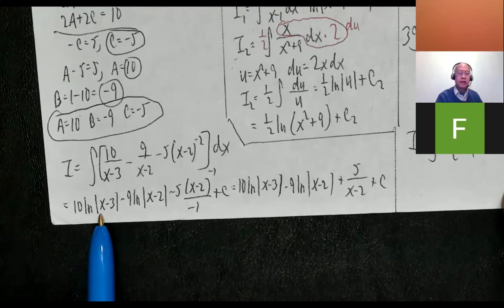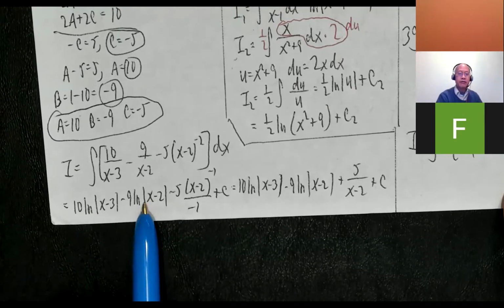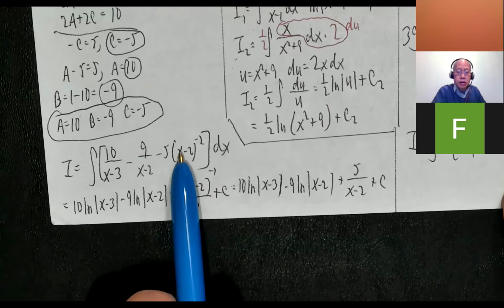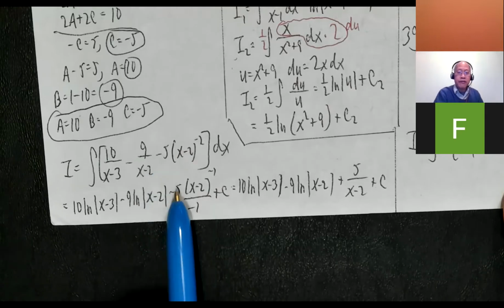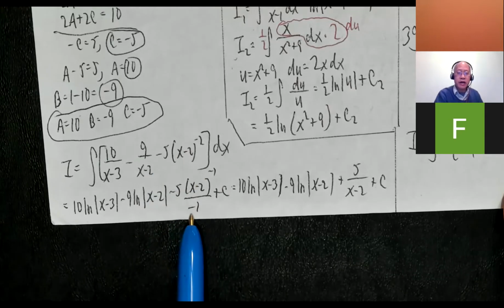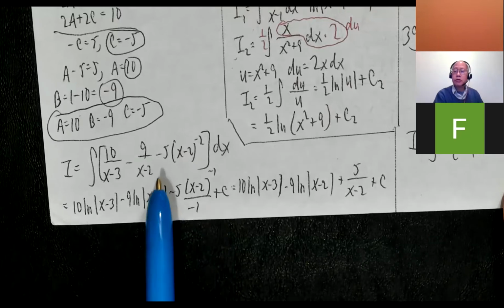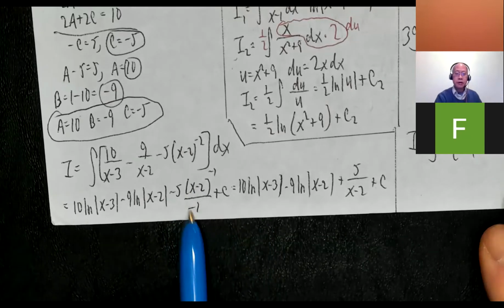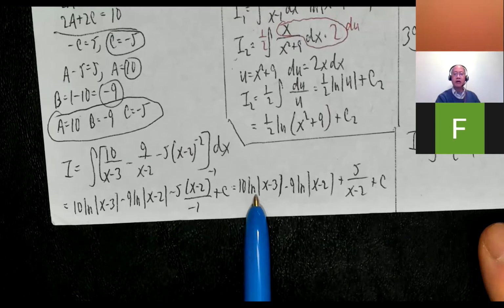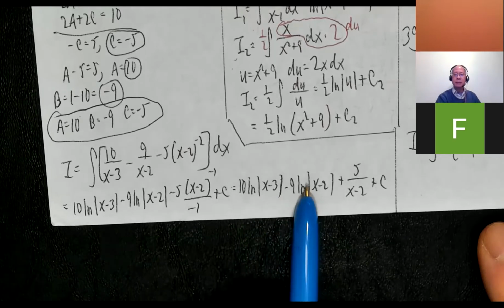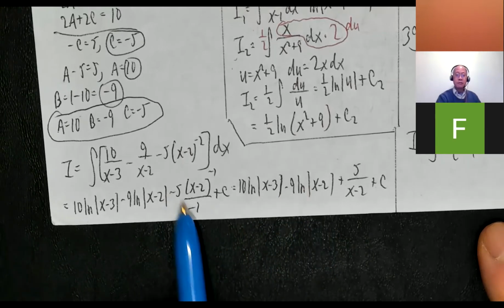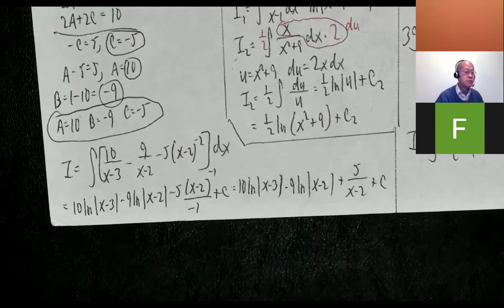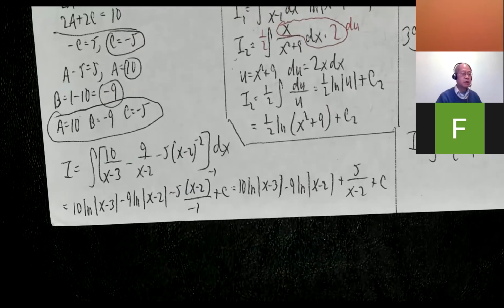10 ln absolute value of x minus 3 minus 9 natural log absolute value of x minus 2. This one's not a natural log. Just do the power rule. Negative 5 x minus 2 to the negative 1 divided by negative 1 plus c. You don't have to worry about the chain rule because the derivative of x minus 2 is 1. So I don't have to worry about multiplying by anything else. So we're good there. And a little bit of cleanup there. So 10 natural log absolute value of x minus 3 minus 9 ln absolute value of x minus 2. And this becomes positive 5 over x minus 2 plus c. And there we go for that one.